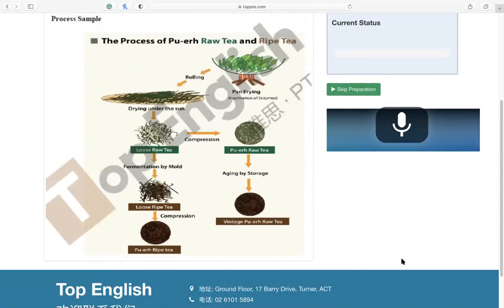This is an interesting image in front of me. Let me have a closer look at the given random picture. The given random picture is a process diagram of pu'er raw tea and ripe tea. In the first stage, there is pan frying, which activates the enzymes. Then there is rolling and drying under the sun. After it's dried under the sun, the tea is separated into loose tea and pu'er raw tea. The loose tea is fermented by mold and it becomes loose ripe tea and it is compressed into pu'er ripe tea. And the raw tea is aged by storage and it becomes vintage pu'er raw tea. In conclusion, this is a very interesting image for me.